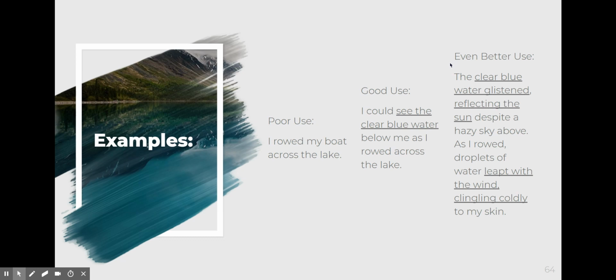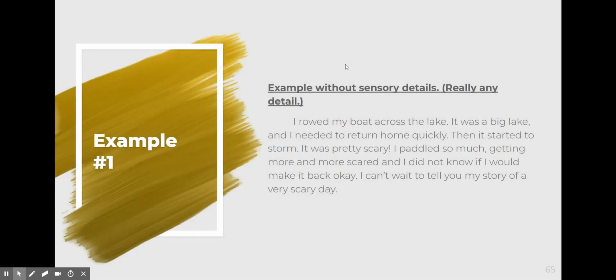Remember, when you're writing a personal narrative, you want your reader to be in the story with you. You want them to see what's going on. In this one, they're not only seeing the clear blue water, they're not only seeing the sun shining in the sky or covered up by hazy clouds, they're feeling it. They feel the water clinging coldly to your skin. They feel the wind. You want them to be able to not only just picture what's going on, but feel it with you.